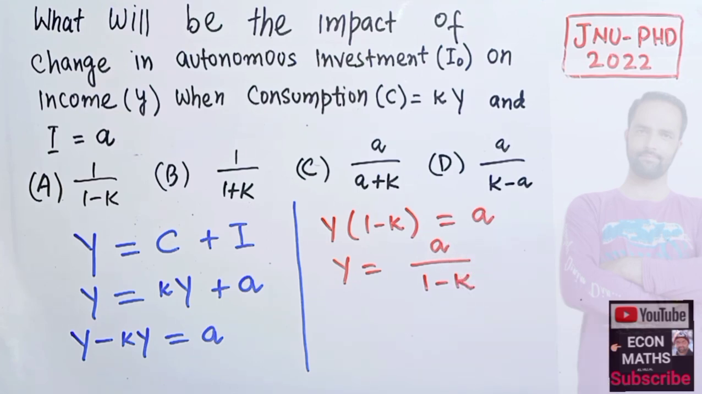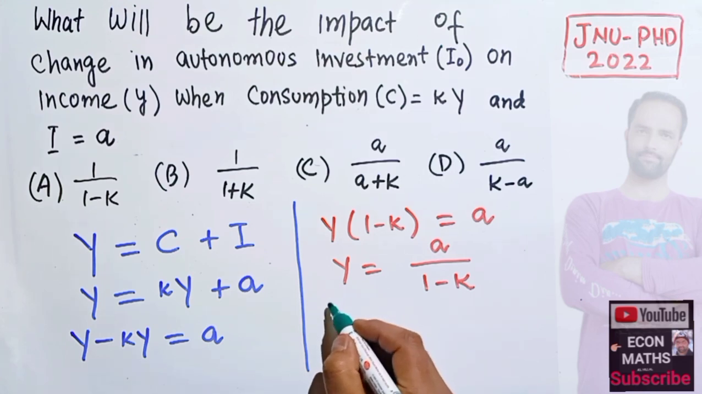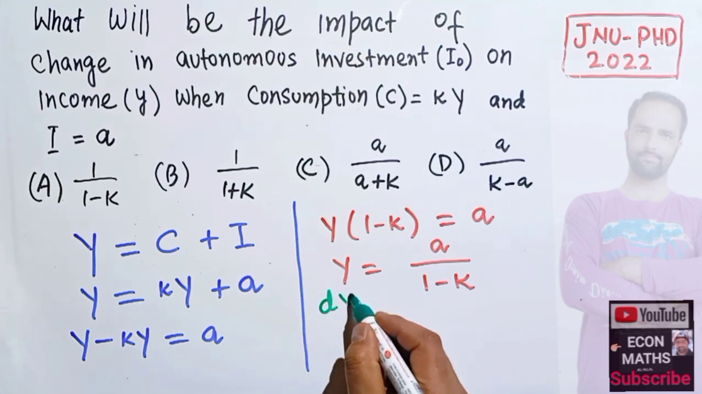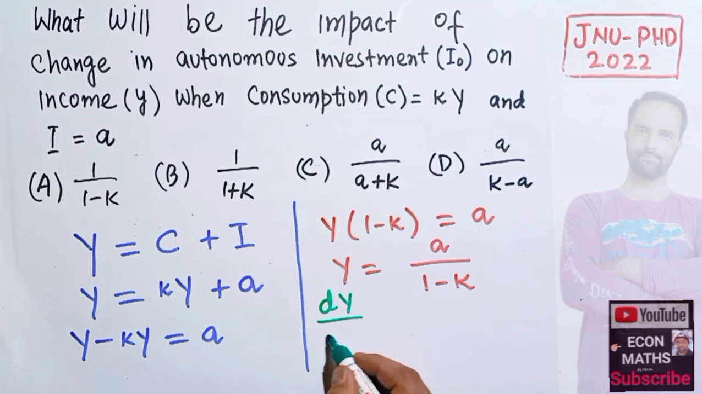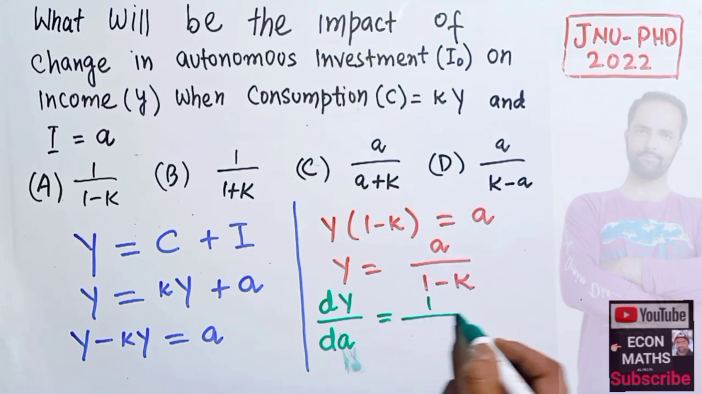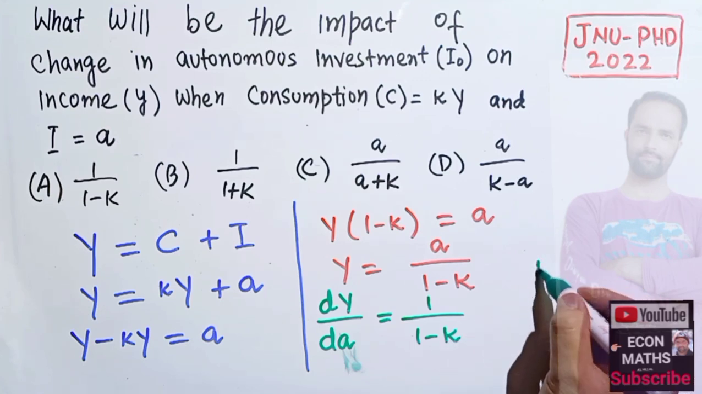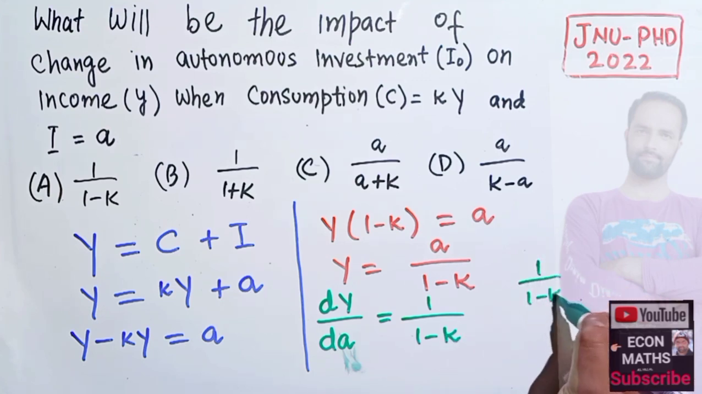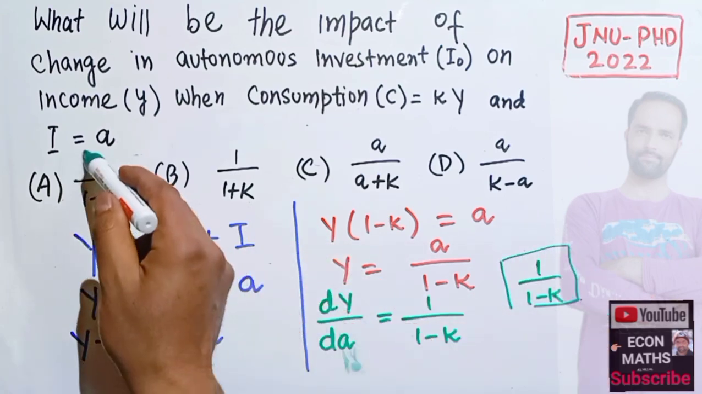To find this change, we simply take the derivative of income, the change in income, with respect to change in investment. So our I is equal to A, so I can write dA also. If we take the derivative of this function with respect to A, we will be left with 1 upon 1 minus K. So our answer will be 1 upon 1 minus K. Let us see if, yes, we have one option.